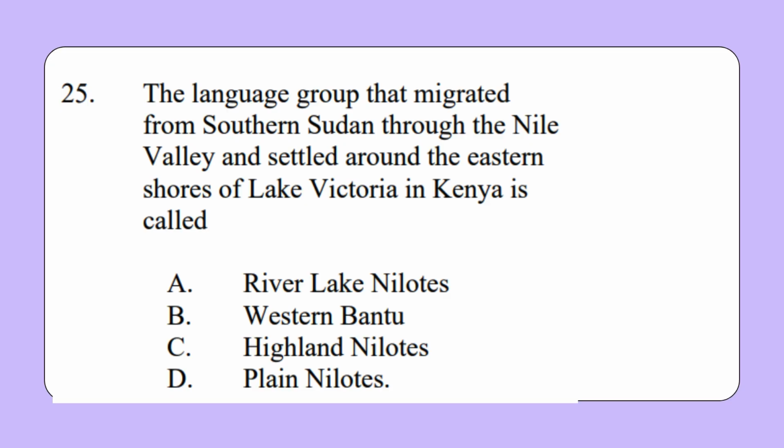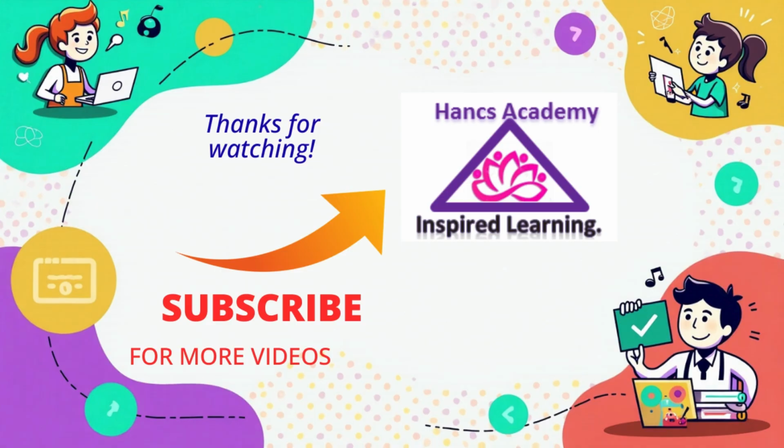25. The language group that migrated from southern Sudan through the Nile Valley and settled around the eastern shores of Lake Victoria in Kenya is called A. River Lake Nilotes. B. Western Bantu. C. Highland Nilotes. D. Plain Nilotes.